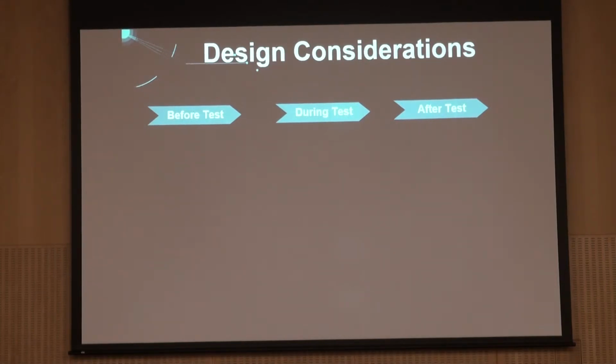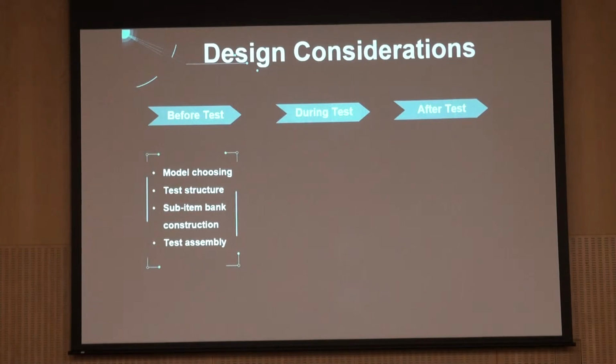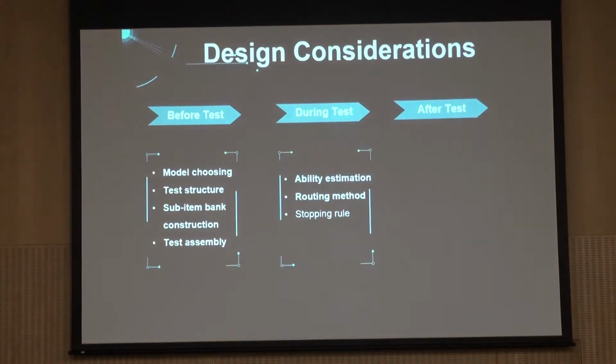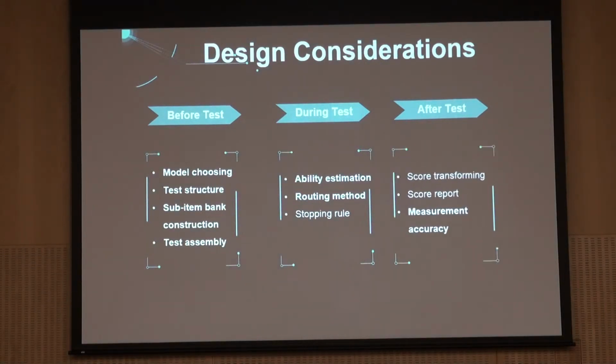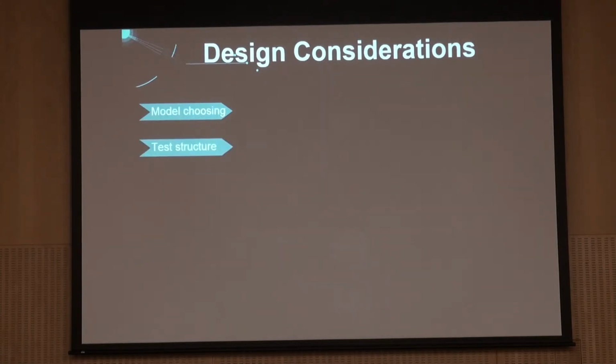According to the test stage, we pay attention to different elements. Before the test, we need to consider model choosing, test structure, sub-item bank construction, and test assembly method. During the test, we have to think about ability estimation, routing method, and the stopping rule. After the test, we may consider score transforming, score report, and measurement accuracy. Now I will give a specific statement of each element one by one.